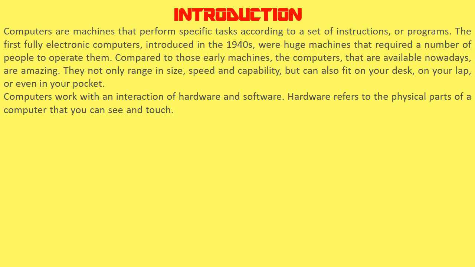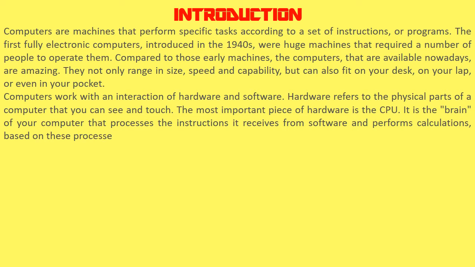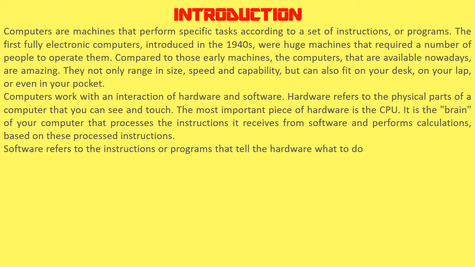Computers work with an interaction of hardware and software. Hardware refers to the physical parts, or the tangible parts that you can touch. The most important piece of hardware is the CPU, which is called the brain of the computer, that processes the instructions it receives from the software and performs calculations based on these processed instructions.